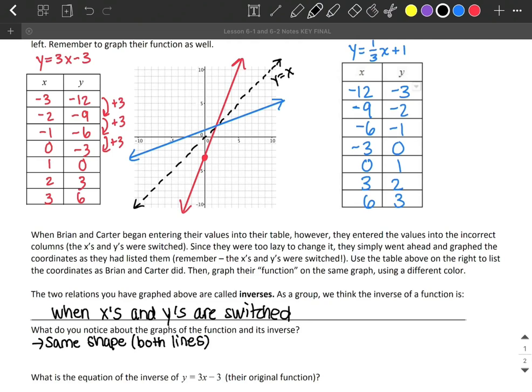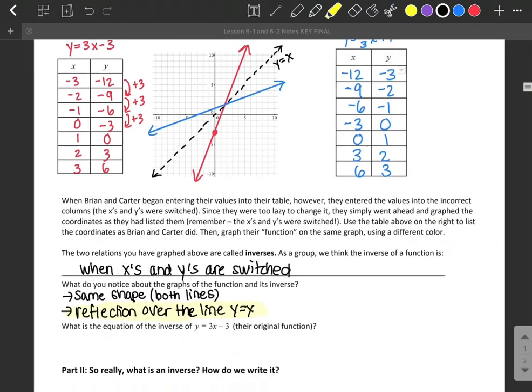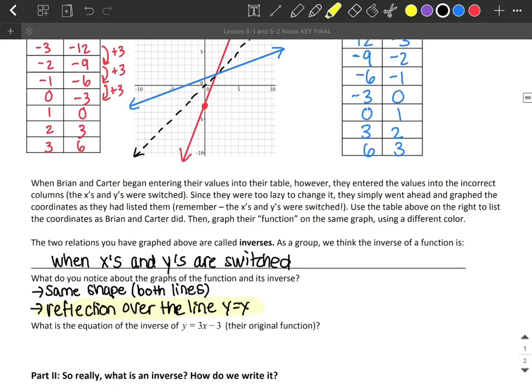So another really important thing is an inverse is a reflection over the line y is equal to x. This is super important, so I'm going to highlight it. The inverses are reflections over the line y is equal to x. That looks like y is equal to y. It is y is equal to x.